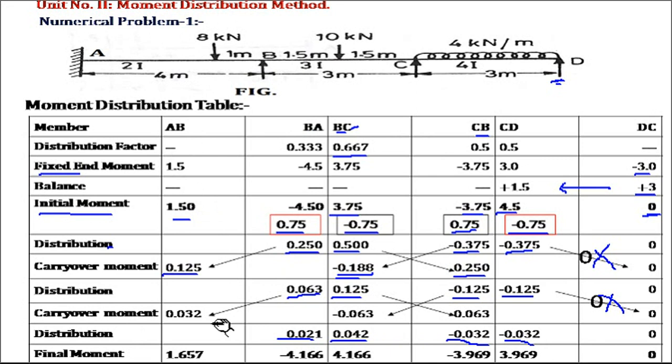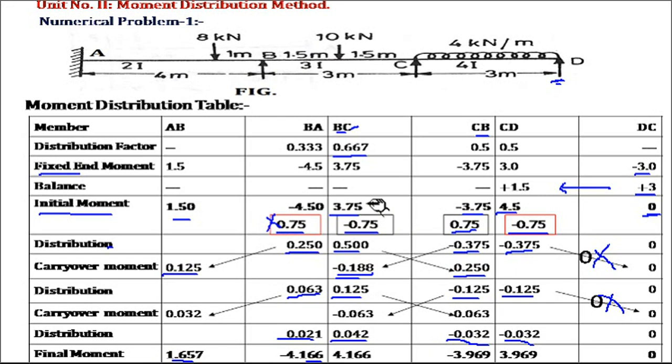The final moment in member AB will be obtained from the initial moment by doing the addition. So 1.5 plus 0.125 plus 0.032 will be equal to 1.657. Next, the moment in member BA is minus 4.5 plus 0.25 plus 0.063 plus 0.021, so that value comes to be equal to minus 4.166. Here you don't have to add this 0.75.